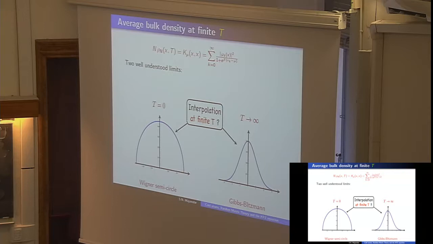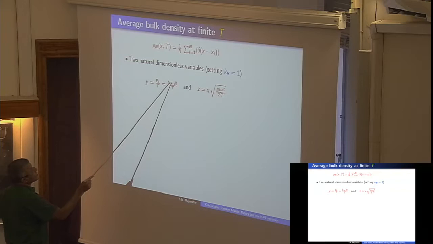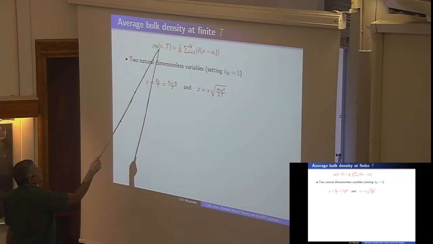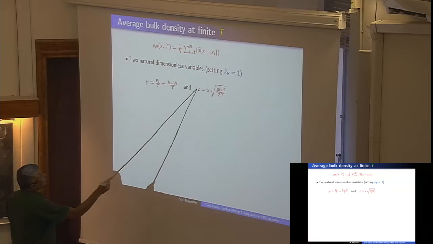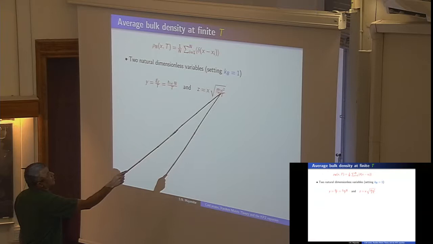Okay, so I will not do the details, just show you the result. Again, there are two natural dimensionless variables. I told you already that in the bulk, there is a temperature scale which is proportional to the Fermi energy, which is h bar omega n. So this will be a natural dimensionless variable. So this is a function of three variables actually: x, n, and T. But there are two natural dimensionless variables. One is this y, which is n over T, the Fermi energy by temperature. And the other, you can make out from this combination, is just proportional to x squared. This is the energy scale of the harmonic oscillator, associated with inverse square length, and this is the temperature. Okay? So these are the two natural variables.